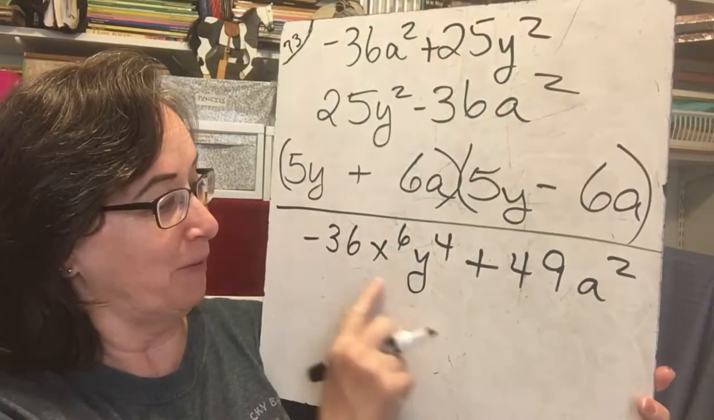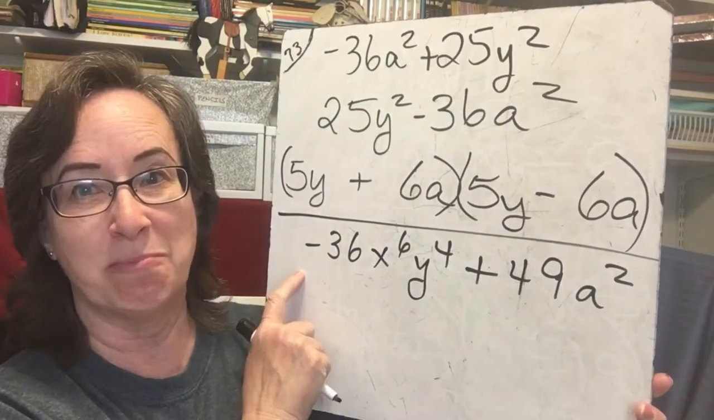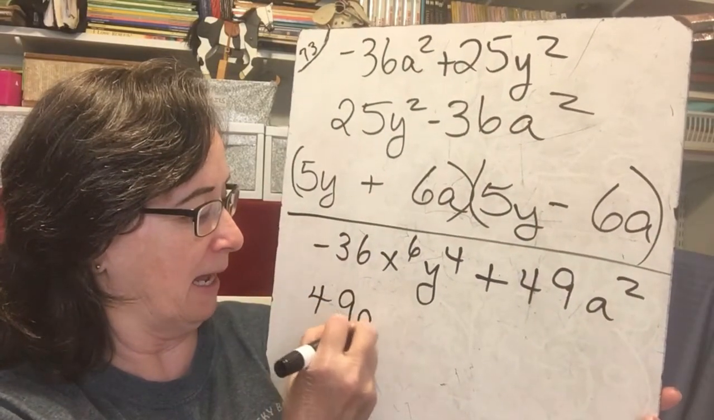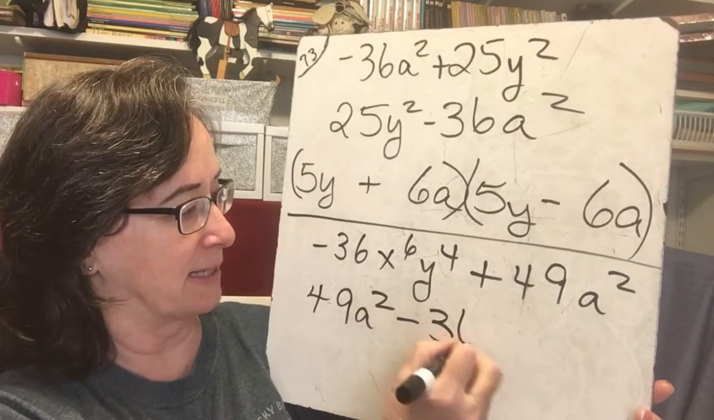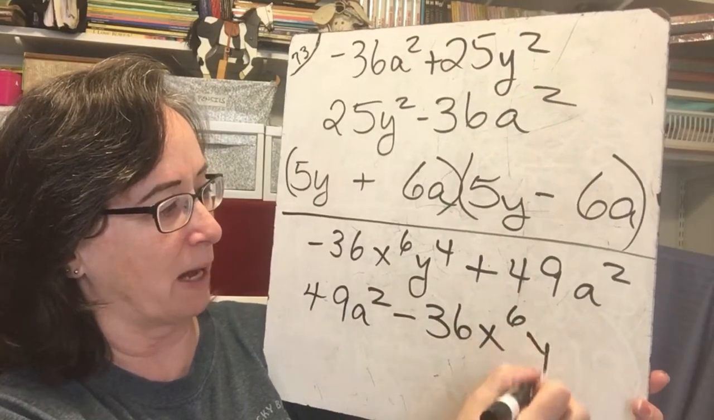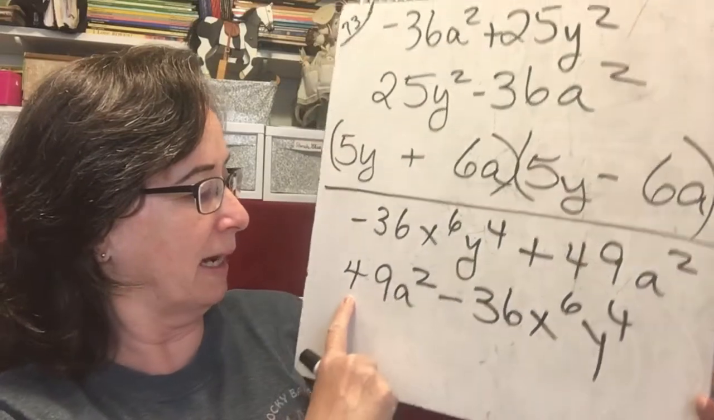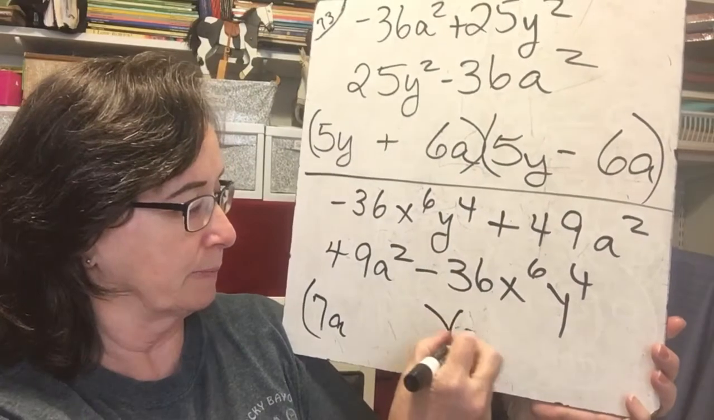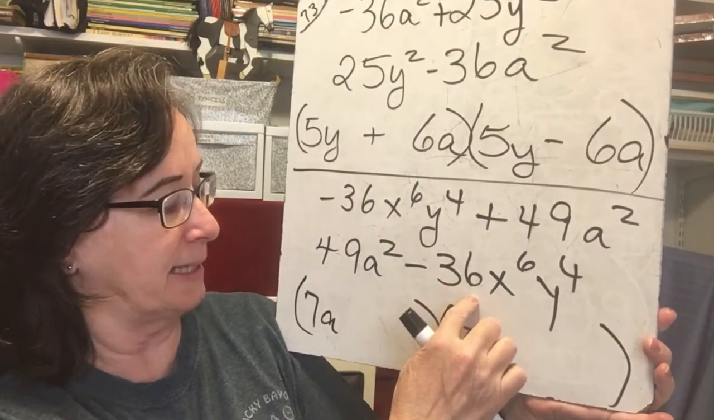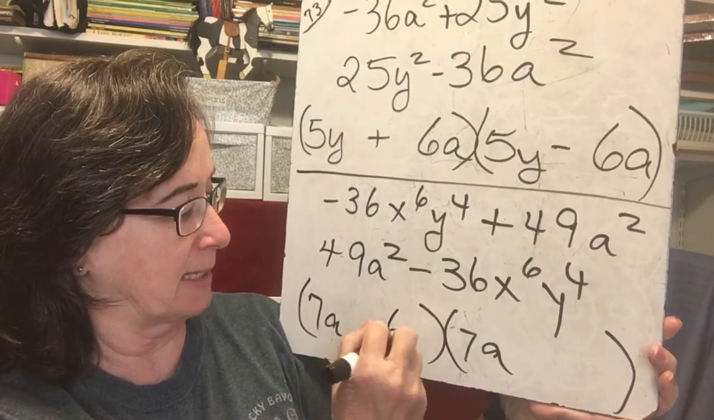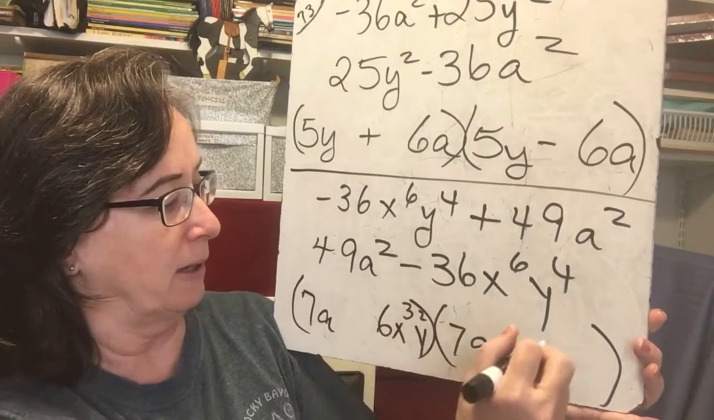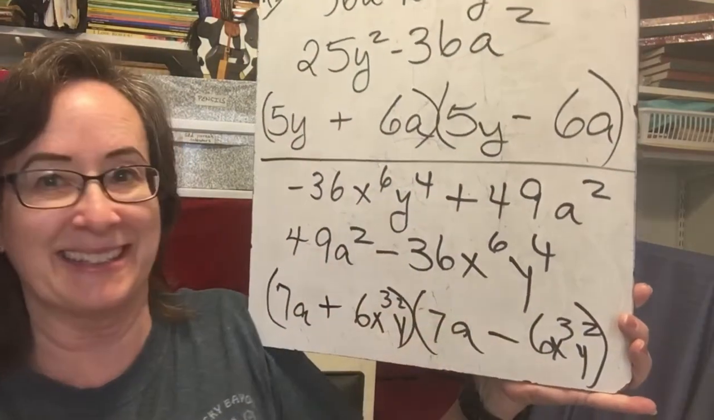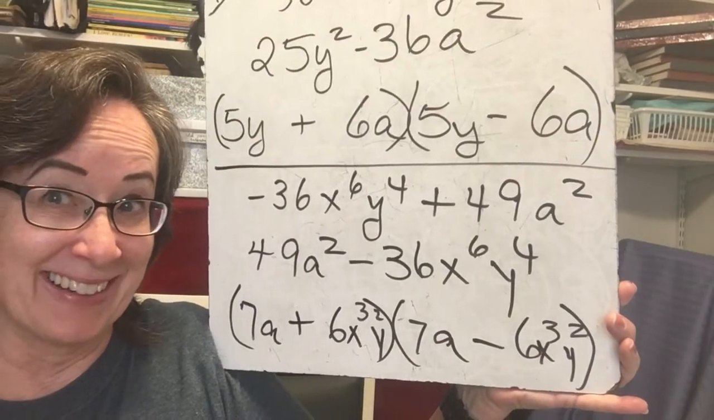Again, perfect square, minus in the wrong place. Let's just switch them around. 49a squared minus 36x to the 6th y to the 4th. 49a squared is a perfect square of 7a. And 36x to the 6th y to the 4th is the square of 6x cubed y squared. 6x cubed y squared, plus, minus. Those are really fun, aren't they?